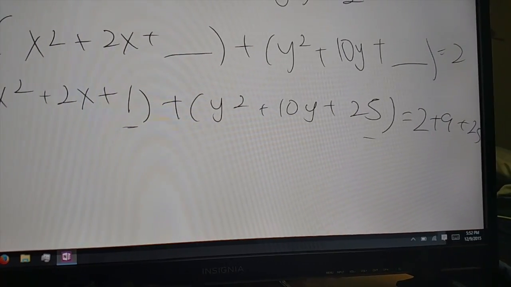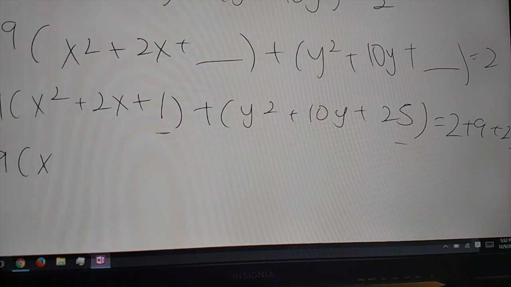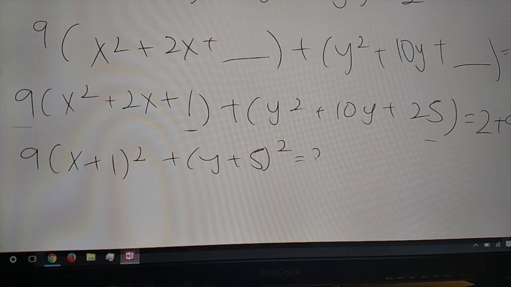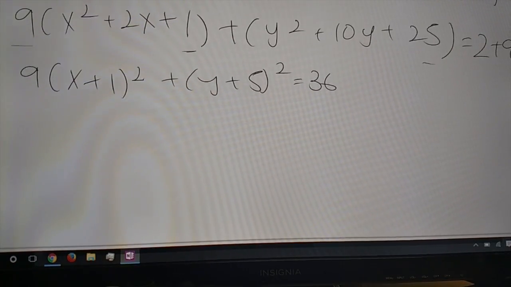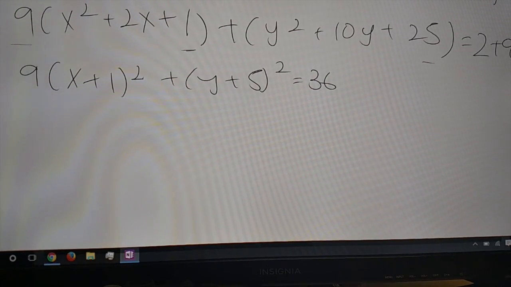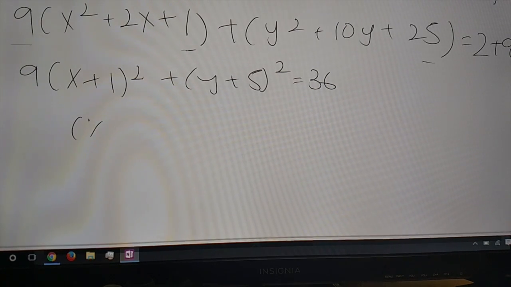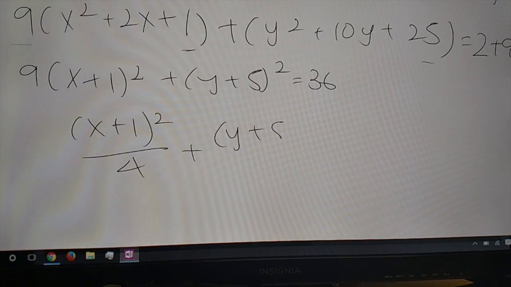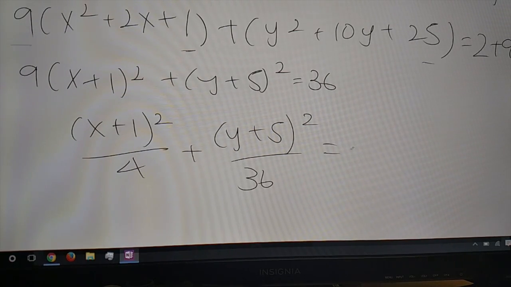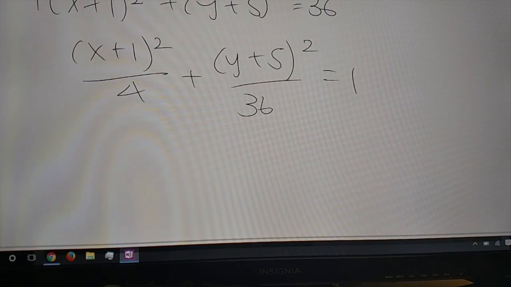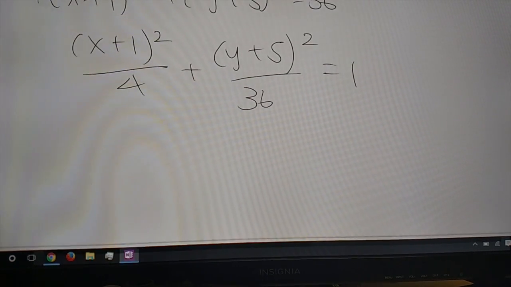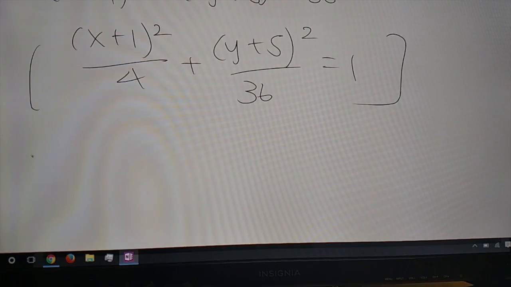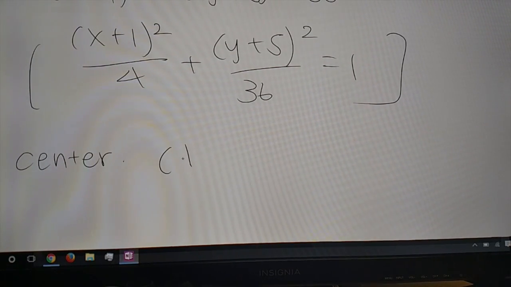Oh, sorry. And then you would simplify this to 9 times x plus 1 squared plus y plus 5 squared equals 36. And then you would divide both sides by 36 to get 1 on the right side. And then you would get the standard form, which is x plus 1 squared over 4 plus y plus 5 squared over 36 equals 1. And then because the y term has a larger denominator, this would be a vertical major axis. And then from this standard equation, you know that the center is -1 and -5.